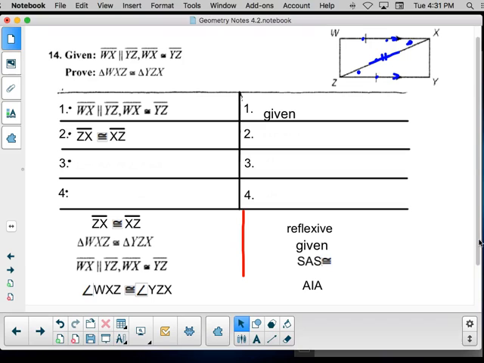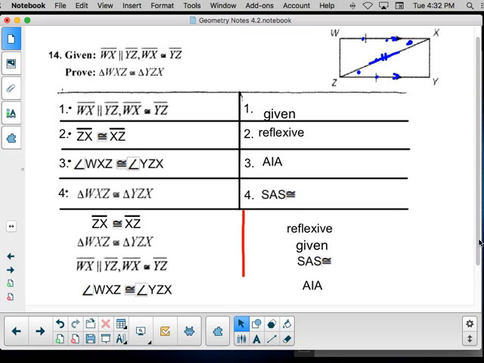So now I've got my alternate interior angles and my reflexive down. I put that reflexive in, and remember, I said reflexive and then alternate interior angles. After I get my alternate interior angles in, I'm thinking these two triangles are congruent because of side angle side. And I'm done with my other shortcut.